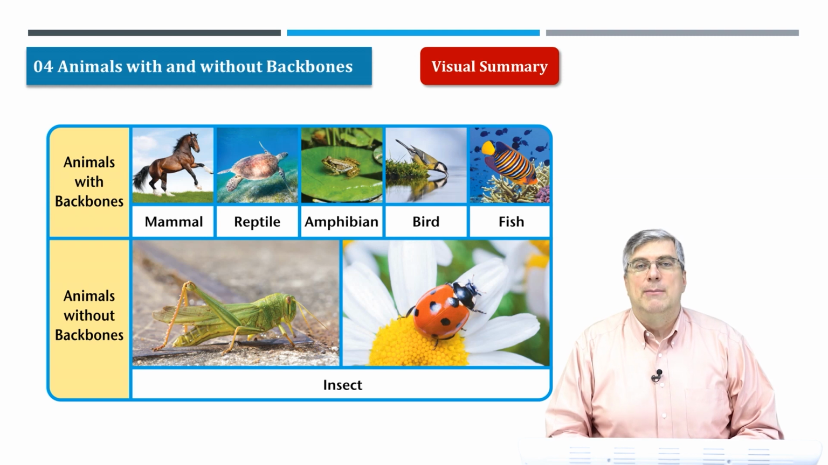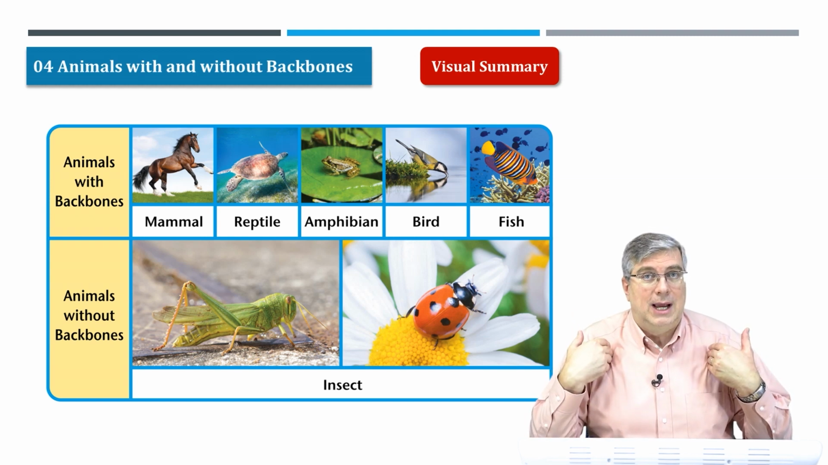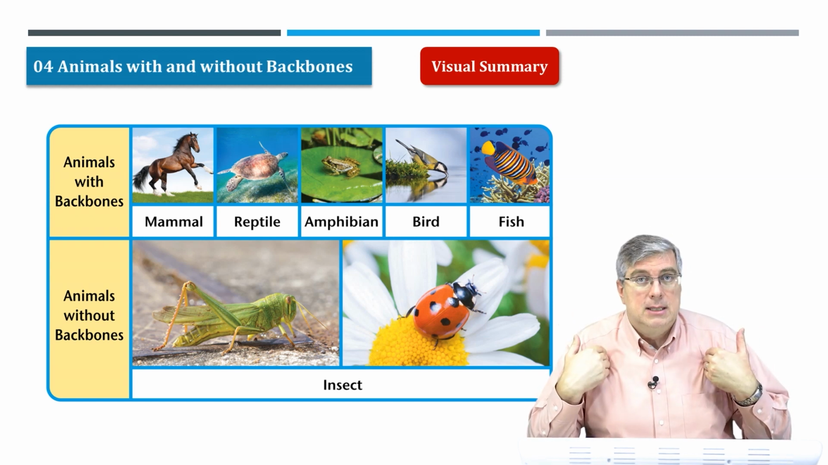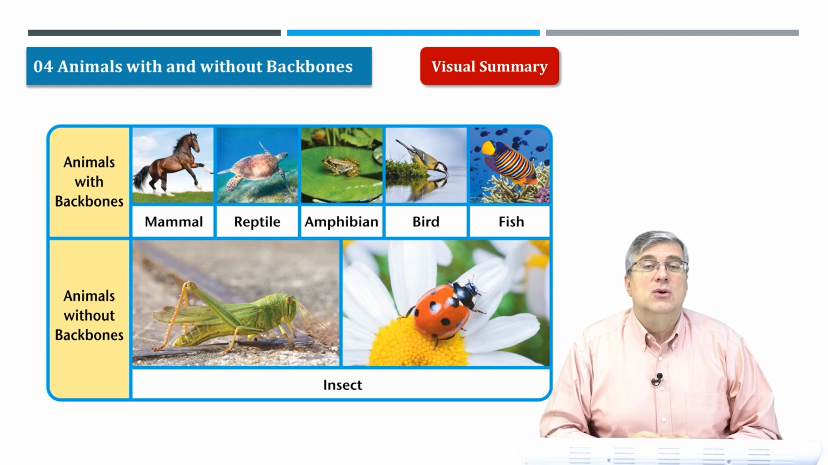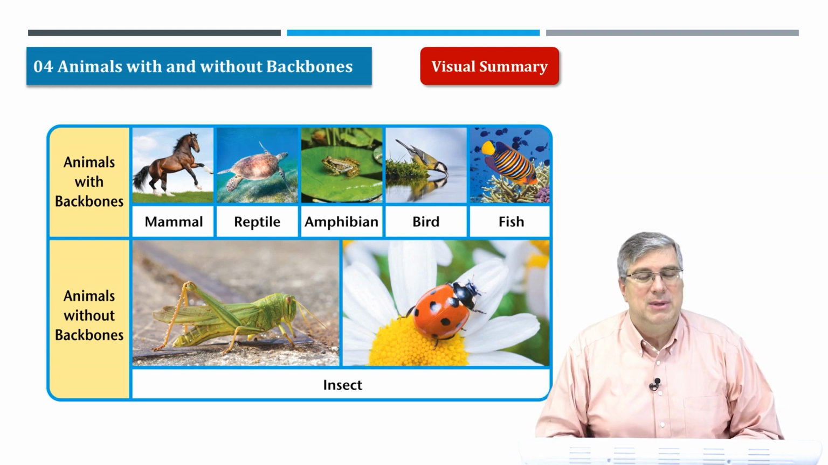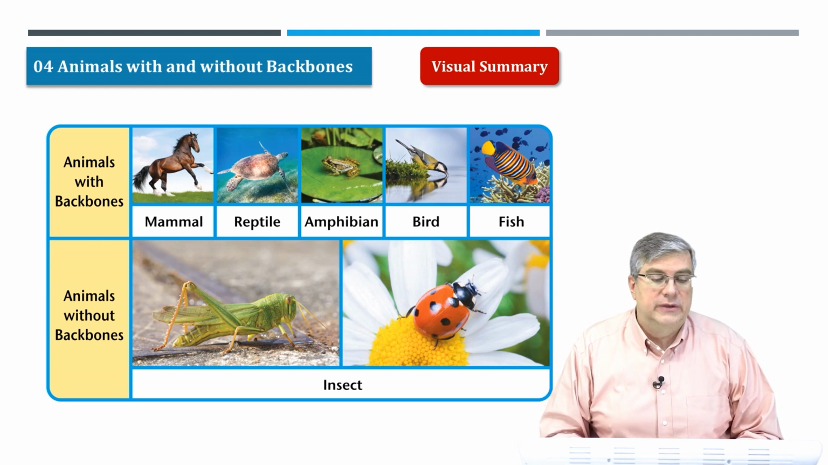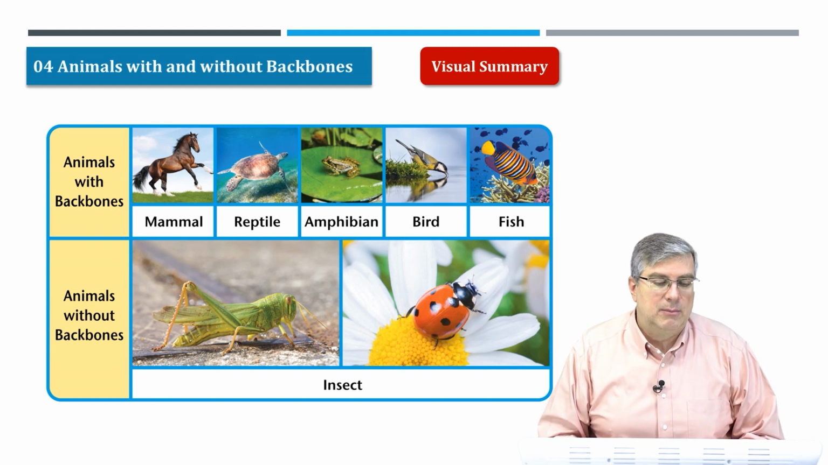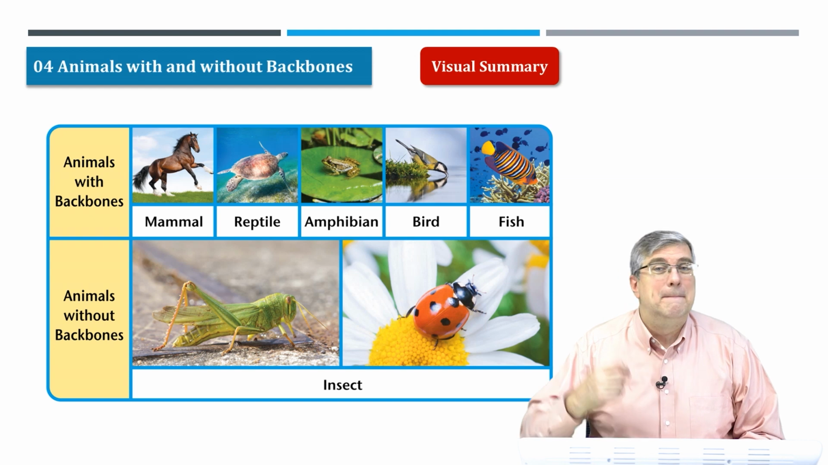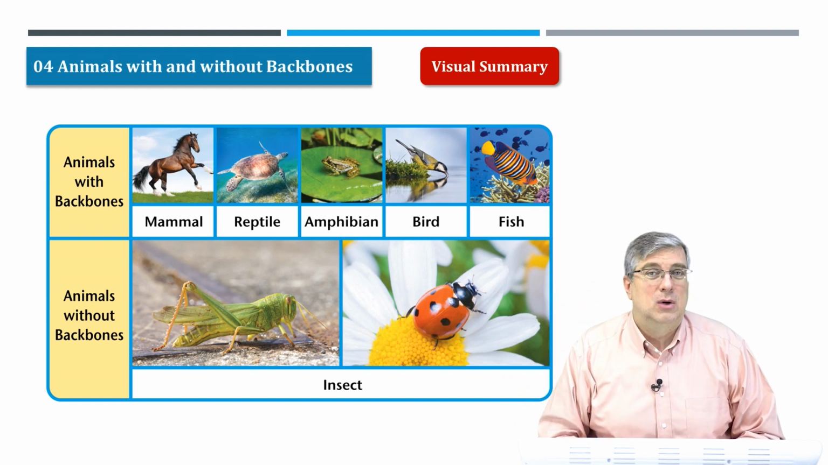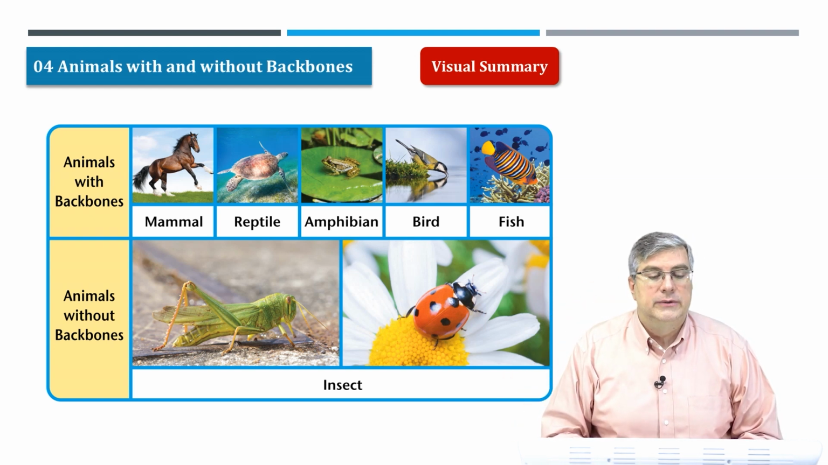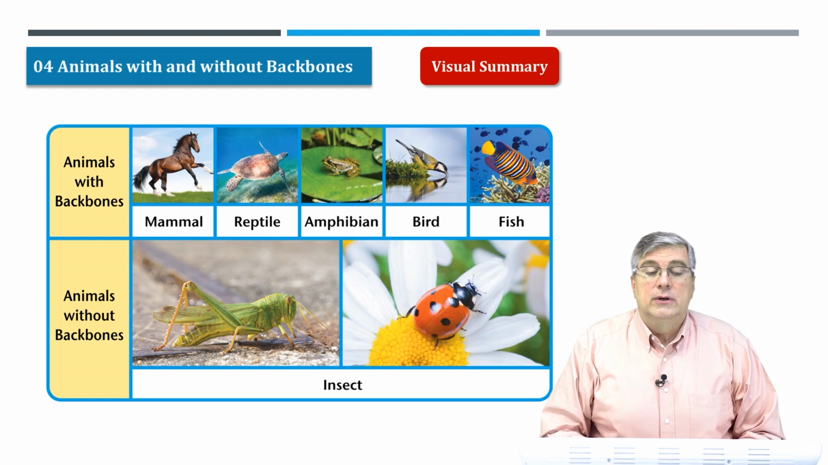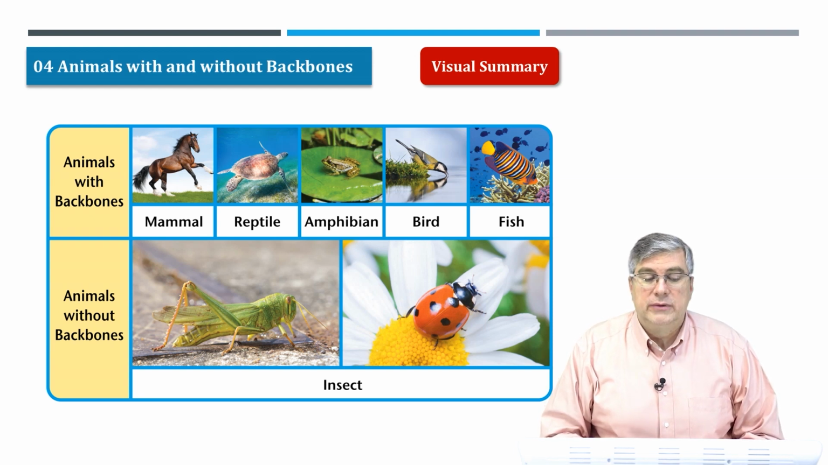First of all, we have mammals. We are mammals, right? We are warm-blooded, right? We give birth to live young babies, right? Those are mammals. Horses are mammals. Dogs are mammals. There are many types of mammals. All mammals have backbones, and we talked about backbones before. What are backbones, right?